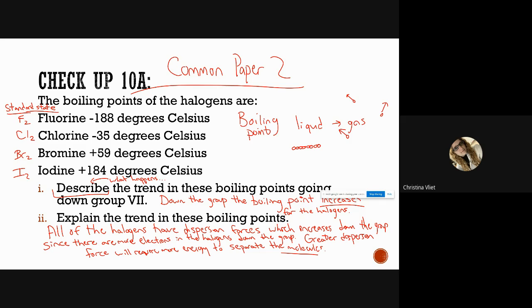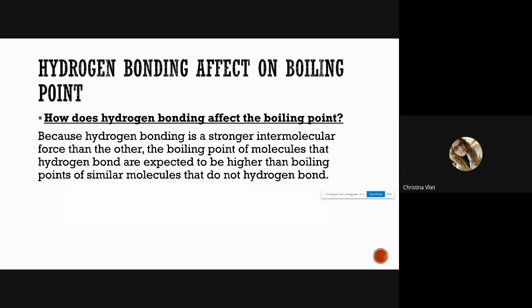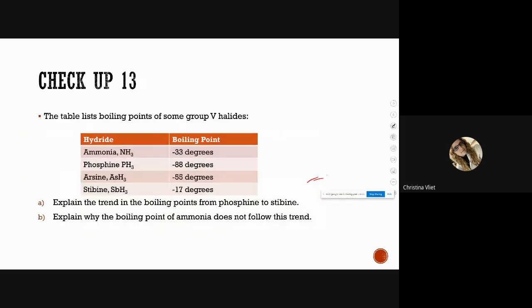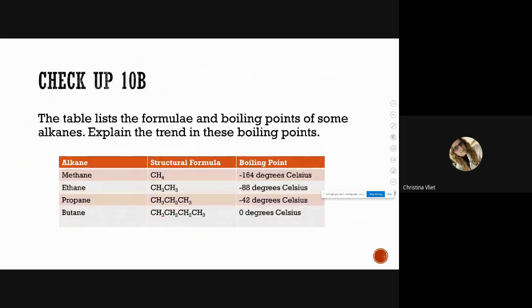This type of question will be worth 3 marks. So 1 mark to say what the trend is. The second mark is to say why: more electrons going down the group. The third mark is to basically state that if you have a greater force of attraction, it's going to require greater energy to separate the molecules. That's the idea. All right, we are close to done.